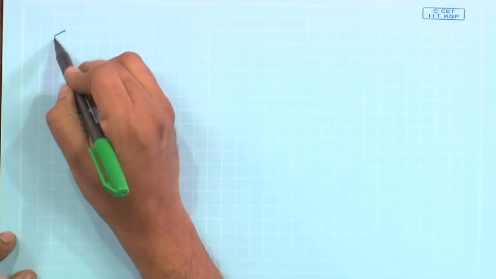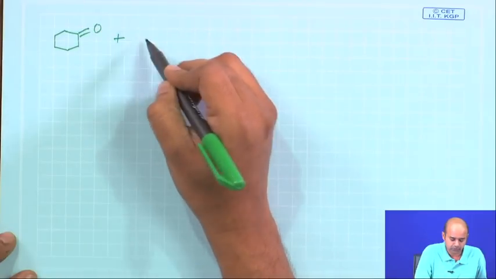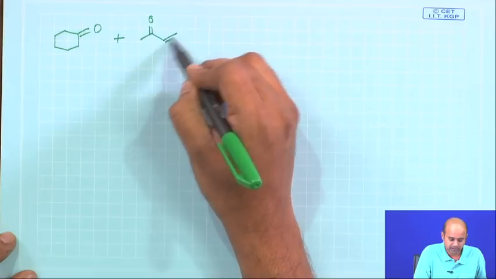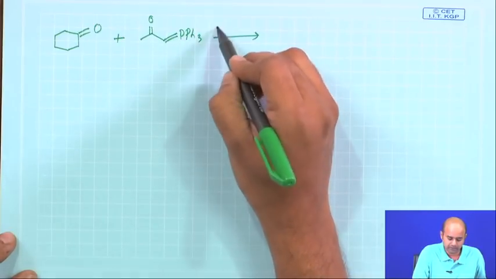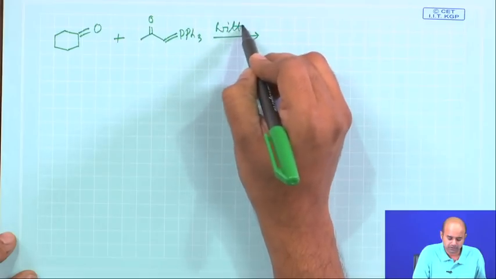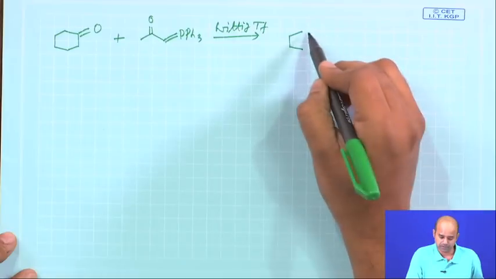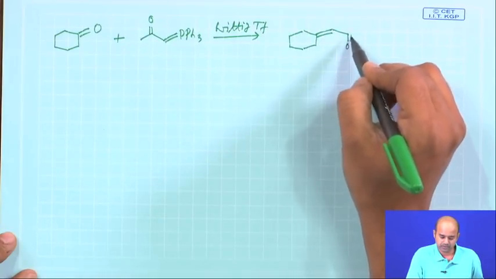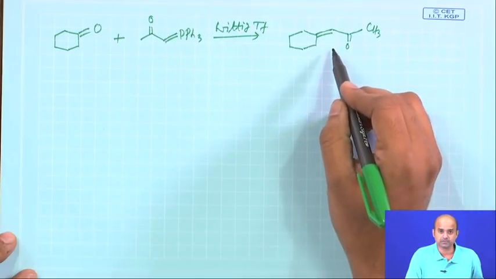To start with, cyclohexanone reacts with this Wittig ylide. So, this is the Wittig transformation which you must be aware of. This Wittig transformation will now give the alpha beta unsaturated compound. This is a Michael acceptor.